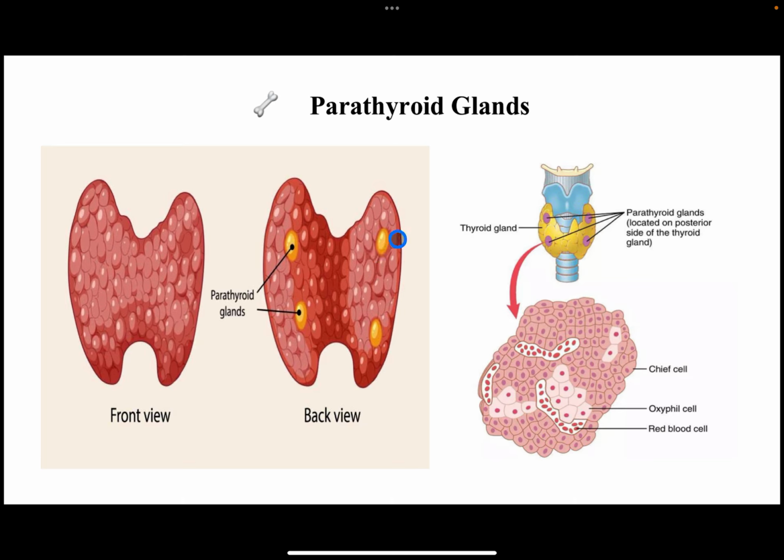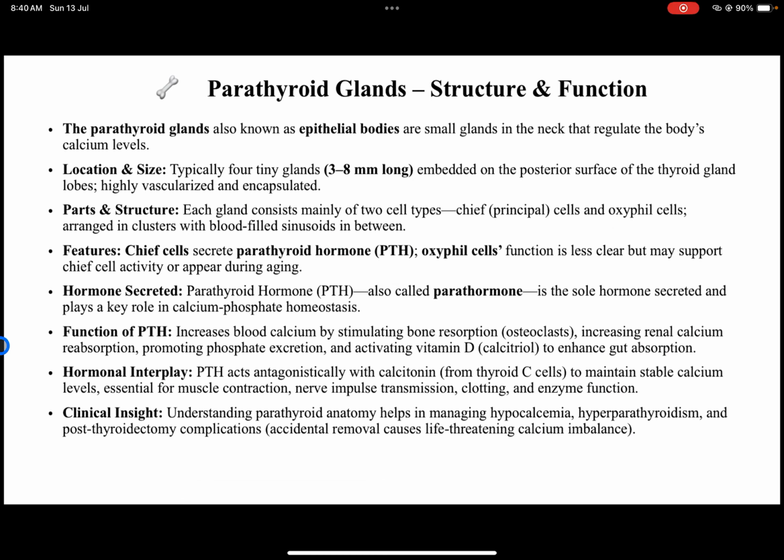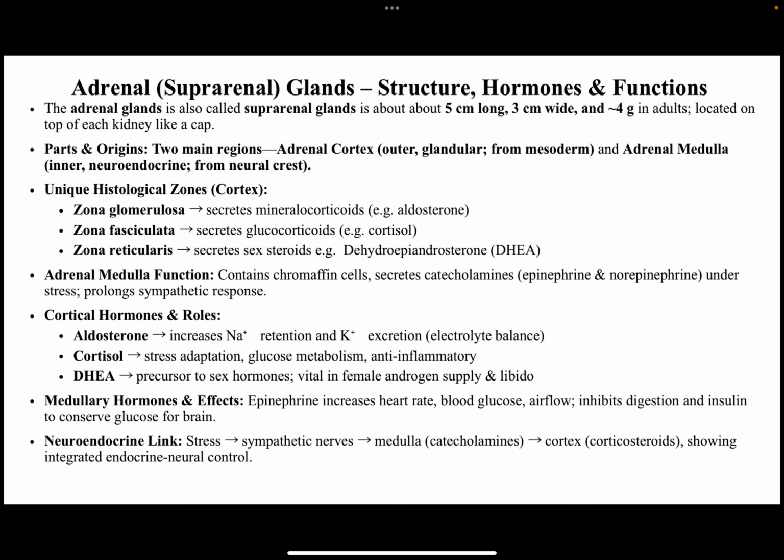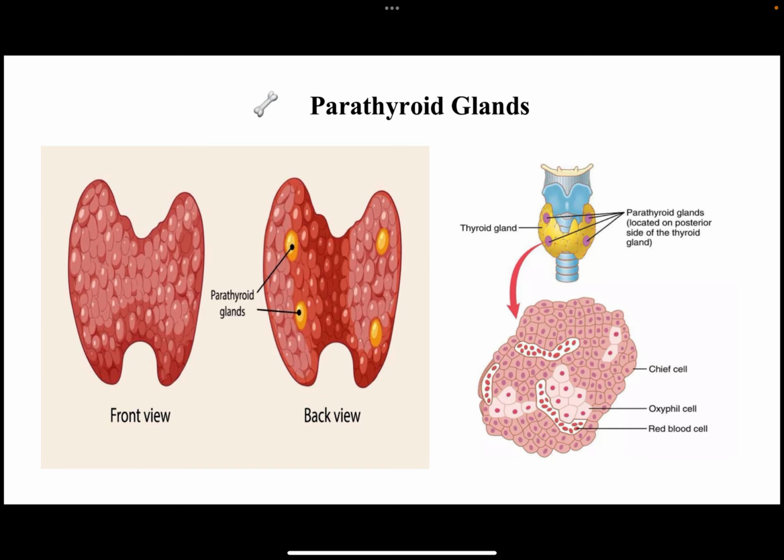Now, another thing that you need to note is that if you are asked, in anatomy, to list the target organs for the parathyroid hormone, the target organs, one of them is the bones. The target organs for the parathyroid hormones, that's the hormones produced by the parathyroid gland. The bones are one of them.